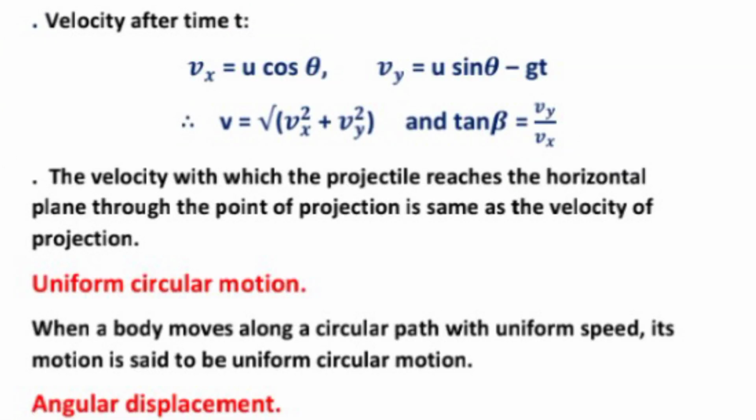Velocity after the time t, Vx equals u cos theta and Vy equals u sin theta minus gt. V equals under root Vx square plus Vy square and tan beta equals Vy upon Vx. The velocity with which the projectile reaches the horizontal plane through the point of projection is the same as the velocity of projection.